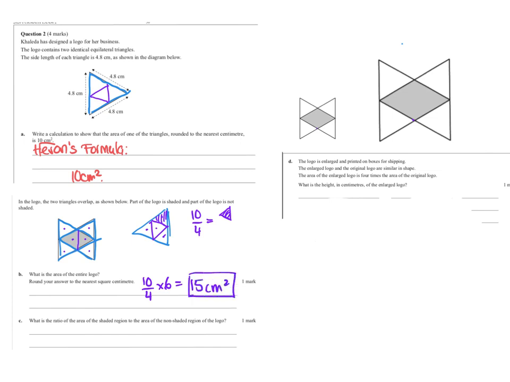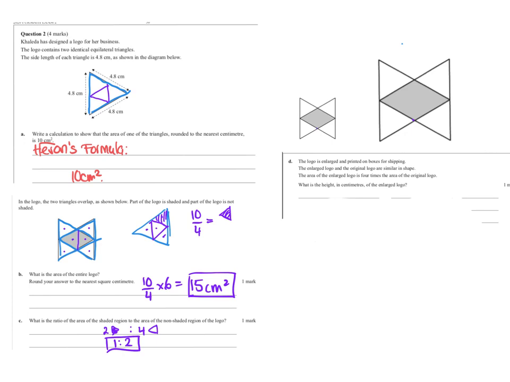So there's your answer. Now, when it says what's the ratio of shaded region to non-shaded, we can use those little triangles again, because the shaded has 2 of the little triangles compared to the unshaded, which has 4. So we can simplify 2 to 4 to be 1 to 2. So there's our answer there. It says now the logo is enlarged and printed on boxes for shipping.